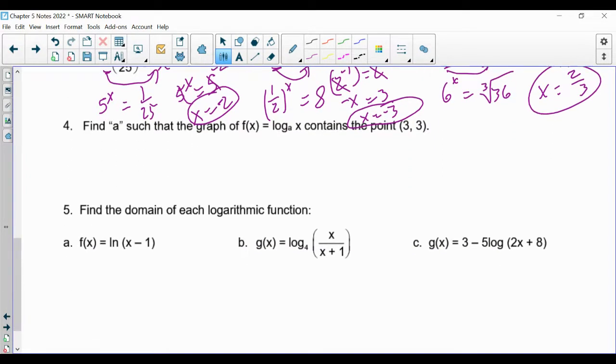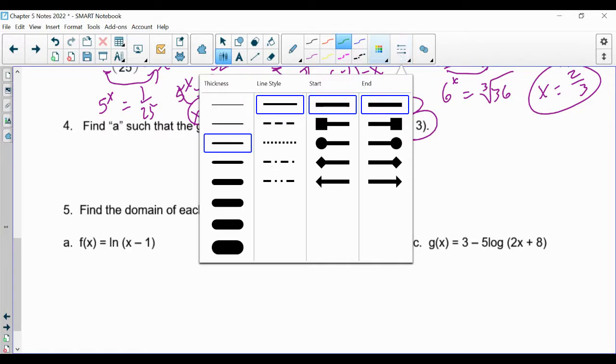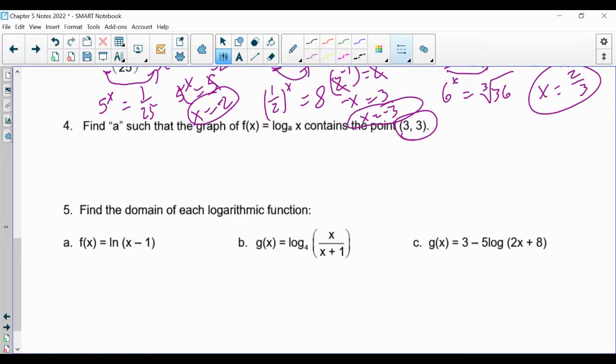All right, so now number 4, we're going to find our base, find a, such that the graph of f of x equals log base a of x contains this point. Now, whenever you are asked about any function and you're told a coordinate point that is in that function, substitute it in. So we're going to say 3 equals log base a of 3.